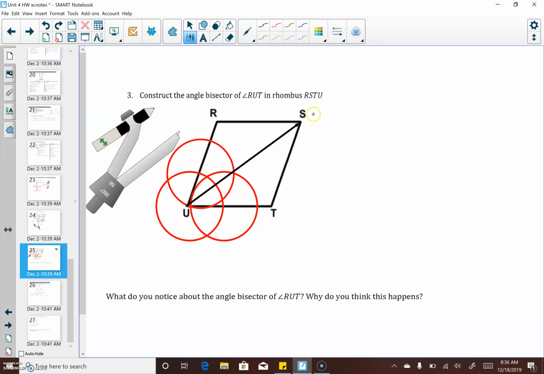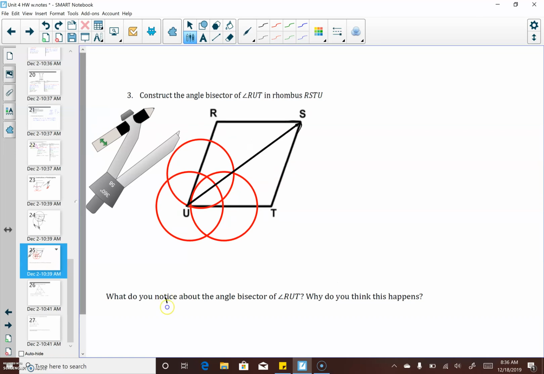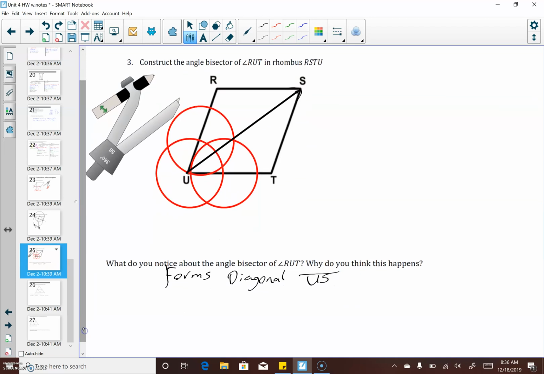So there's a follow-up question on the bottom here that says, what do you notice about the angle bisector of RUT? And what do we think happens? Well, if you did this correctly, your ray should perfectly intersect at angle S. So what it does is it forms diagonal US. Now, why does this happen?